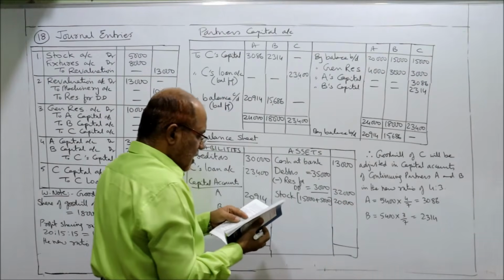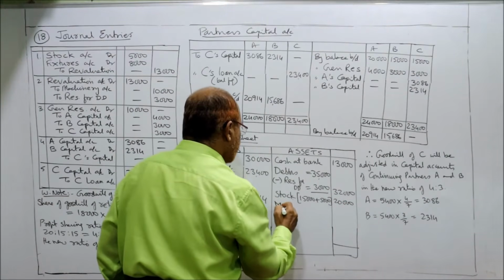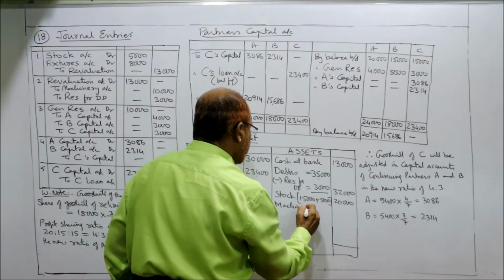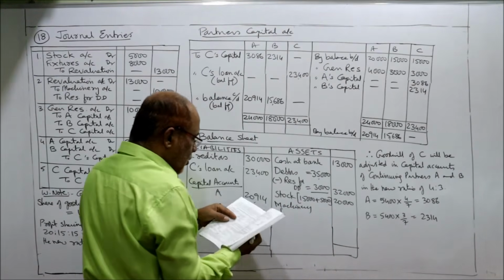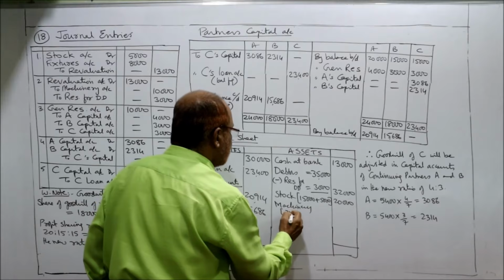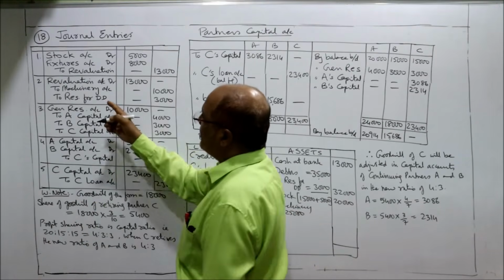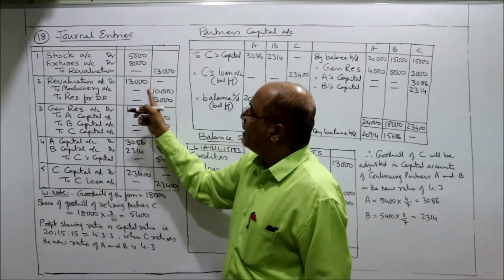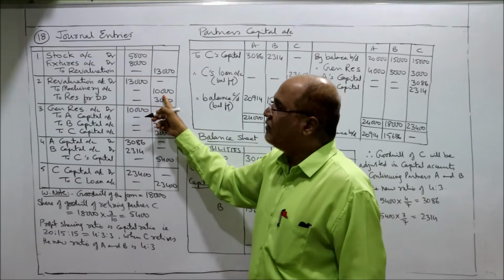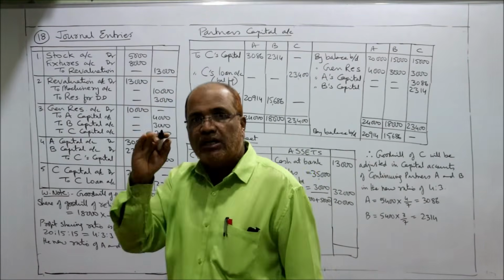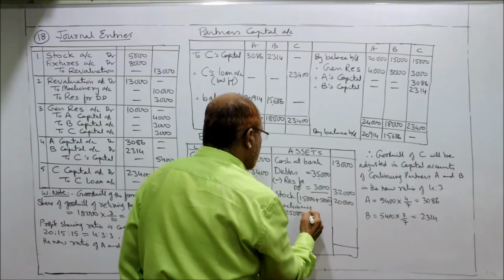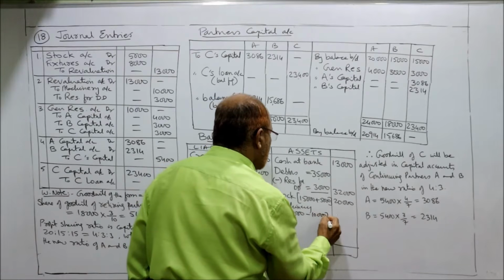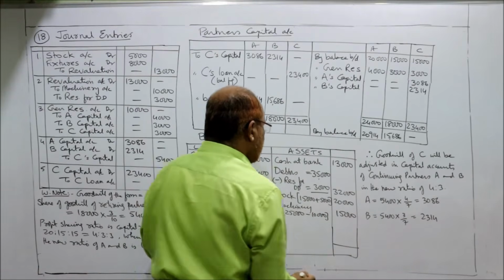It will be 20,000. After stock, machinery. Machinery old value was given 25,000. Now here machinery value is decreased, credited by 10,000. Machinery value is credited by 10,000. It is decreased by 10,000. Minus 10,000. So it will become 15,000.